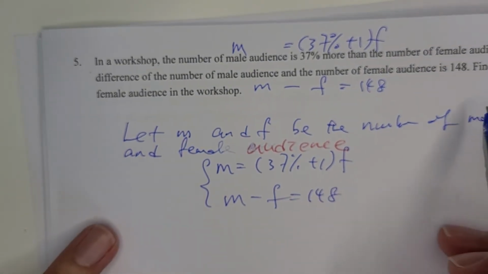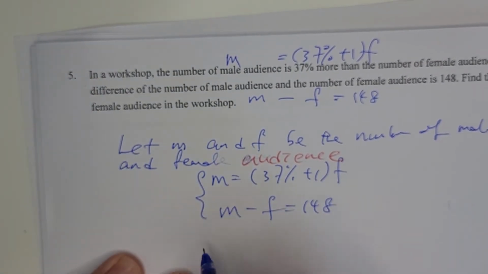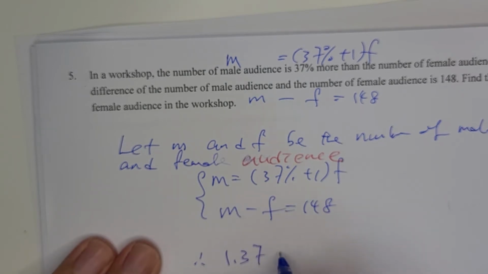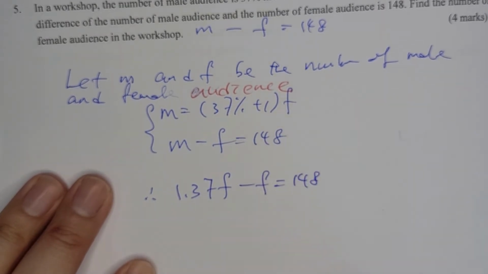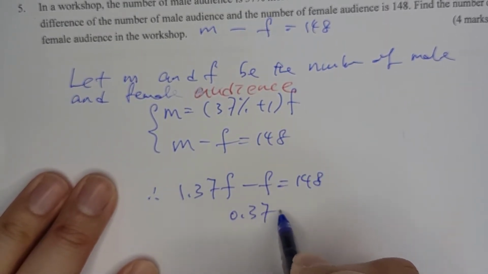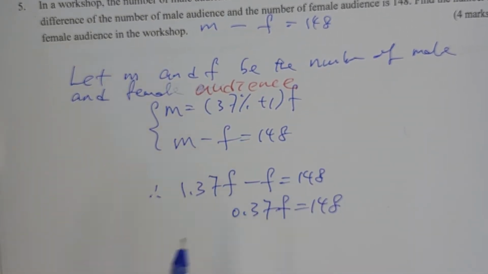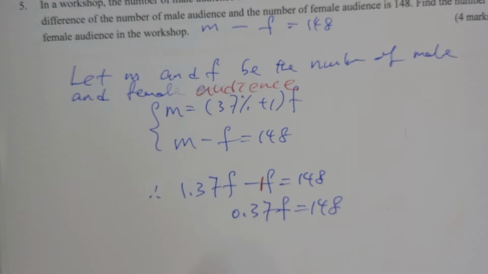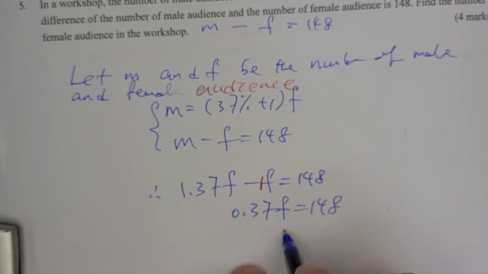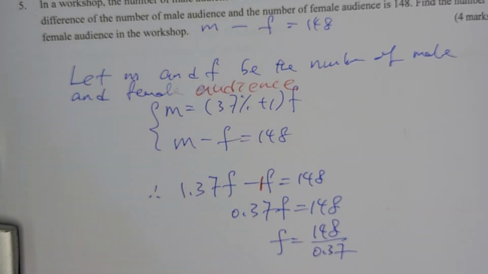For the question, you need to find the number of female audience. That means we make male the subject. Okay, so therefore 1.37 F minus F, that is 148. 0.37 F, that is 148. How's that? 1.37 F minus F. There is a hidden 1 here, minus 1 F. So you will get 0.37 times F equal to 148. So F, that is 148 divided by 0.37. That is 400.